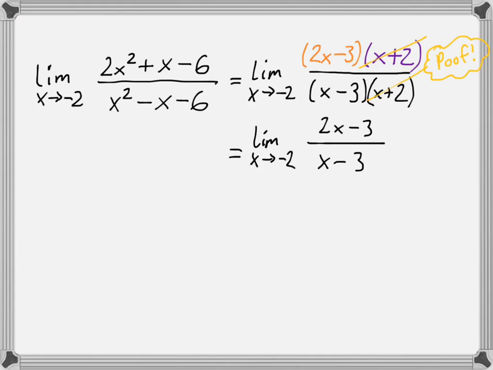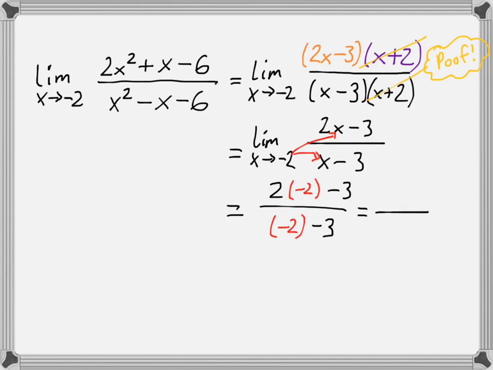Alright, so now I can actually plug in the negative 2. So 2 times negative 2 minus 3 over negative 2 minus 3. The numerator would evaluate to negative 7. And then the denominator, negative 2 minus 3, would be negative 5. So it would come out to 7 over 5. There we go. That limit evaluates to 7 over 5.